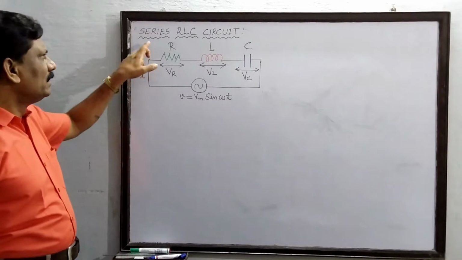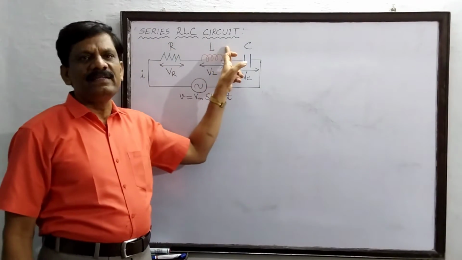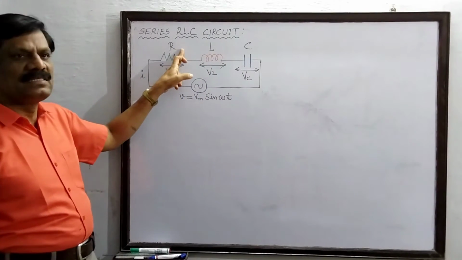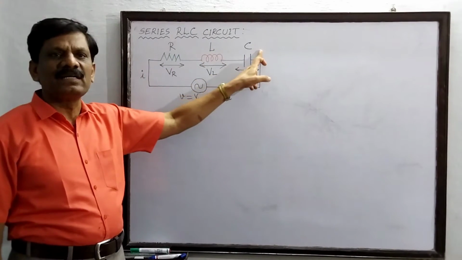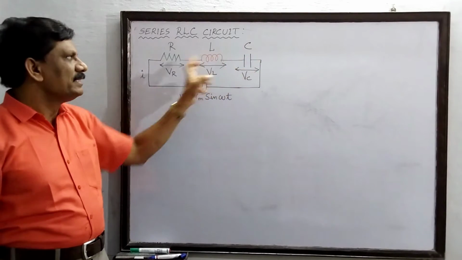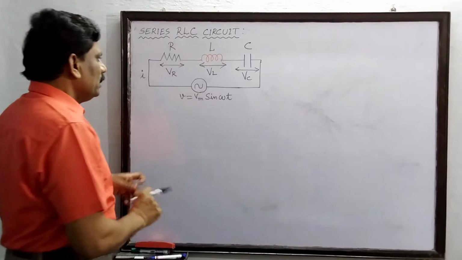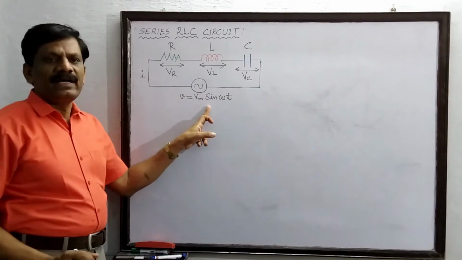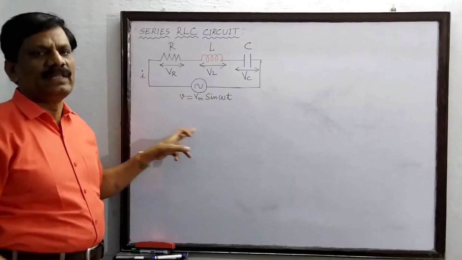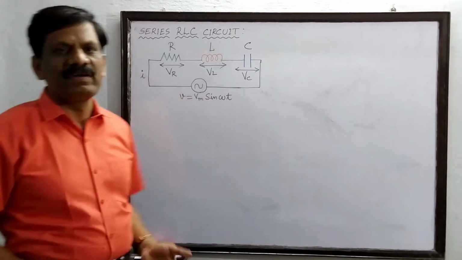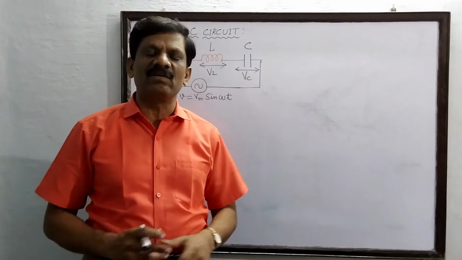Hi students, now we are going to discuss a series RLC circuit. You can see here in the circuit there is a resistor, inductor and a capacitor. They are connected in series and the series combination is connected across a voltage source which is AC. Voltage applied is alternating voltage. Corresponding to that alternating current will flow in the circuit which has different values at different instants of time.